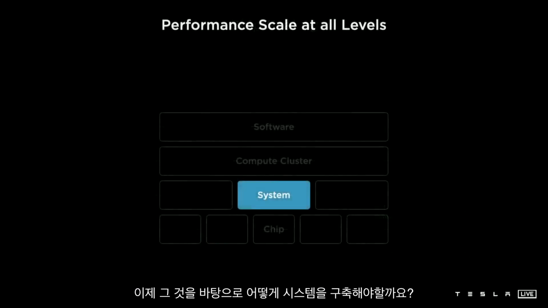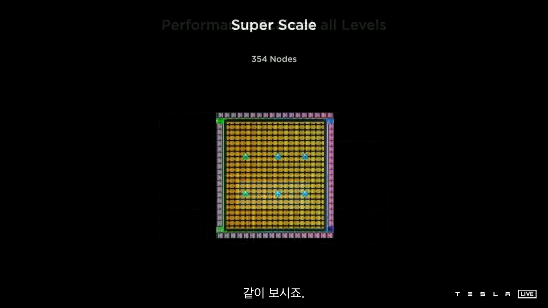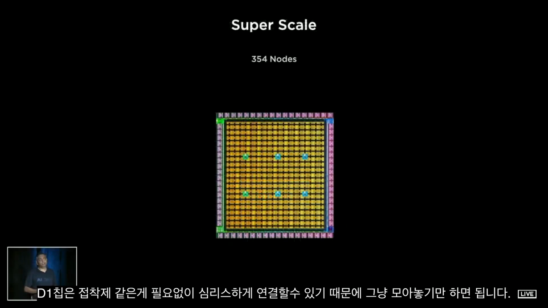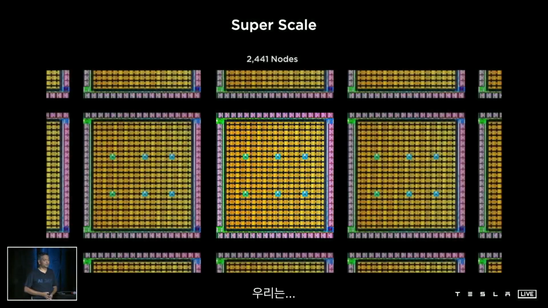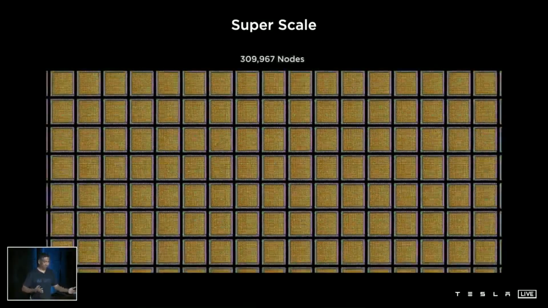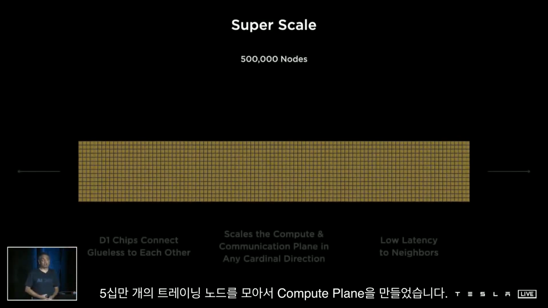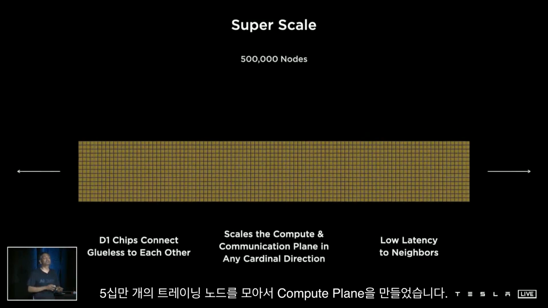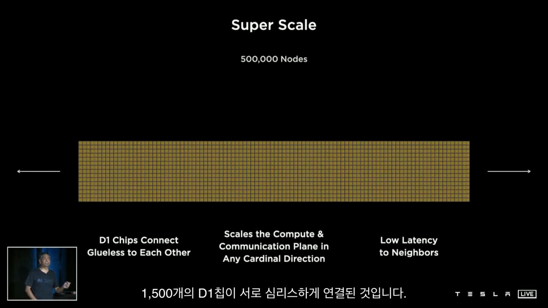Now that we had this fundamental physical building block, how to design the system around it? Let's see. Since D1 chips can seamlessly connect without any glue to each other, we just started putting them together. We just put 500,000 training nodes together to form our compute plane. This is 1,500 D1 chips seamlessly connected to each other.